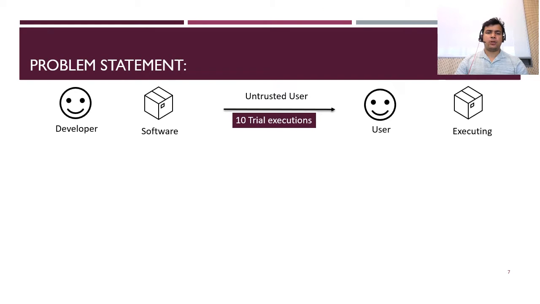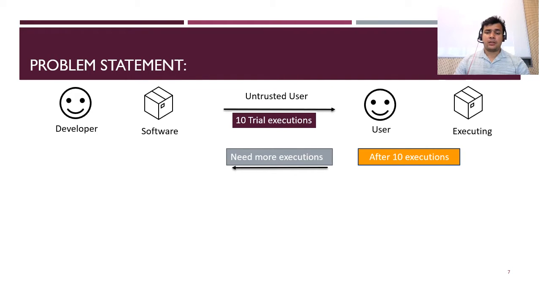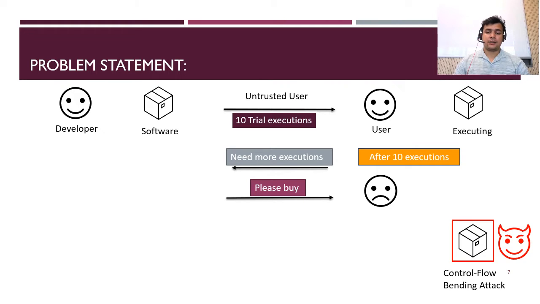Here is one typical example of a control flow bending attack. Suppose a developer releases software in a trial-based mode. That is, it allows 10 trial executions before the user has to buy. Once the user has exhausted the 10 executions, it will ask the developer for more executions. The developer simply will ask the user to buy it. In that case, the user can mount a CFB attack, that is a control flow bending attack, and can keep using the software without paying the developer. This may result in a significant loss of revenue for the developer.